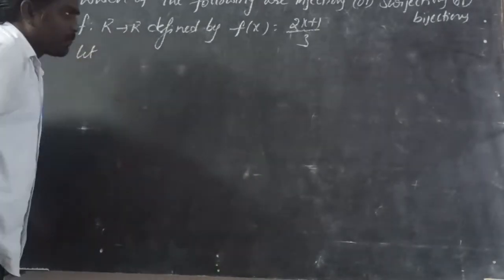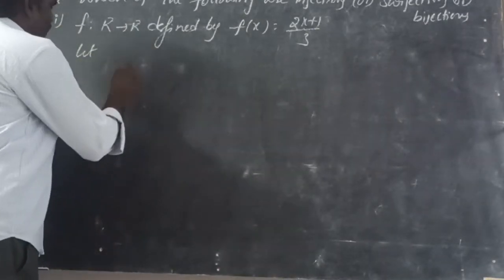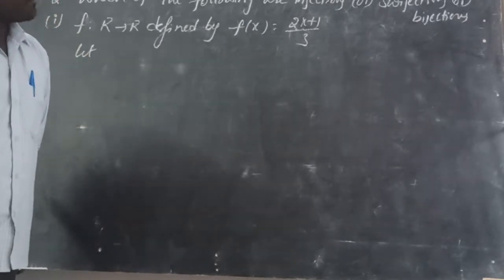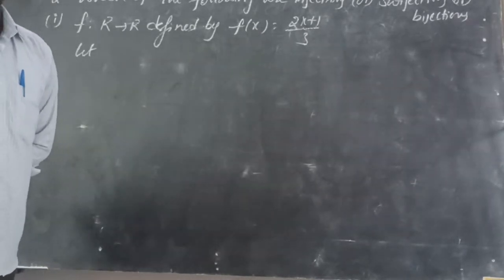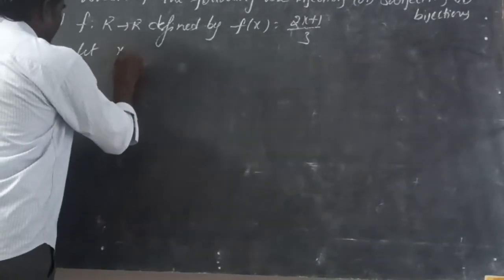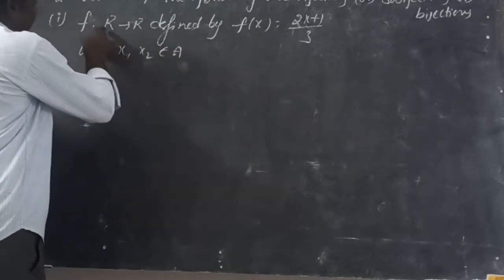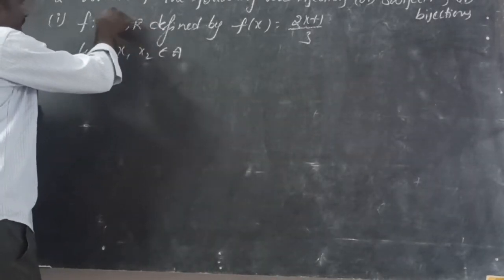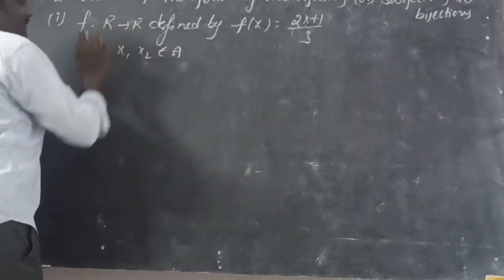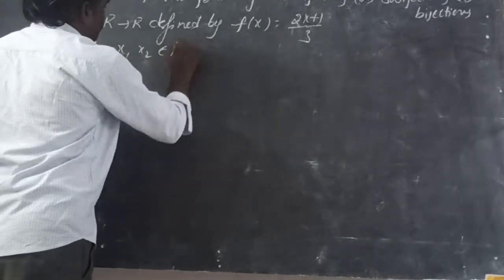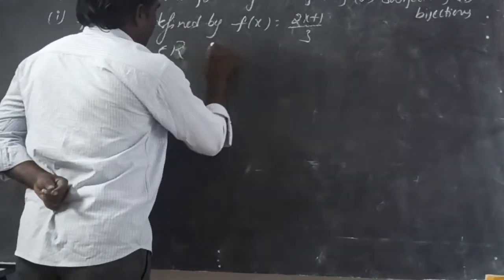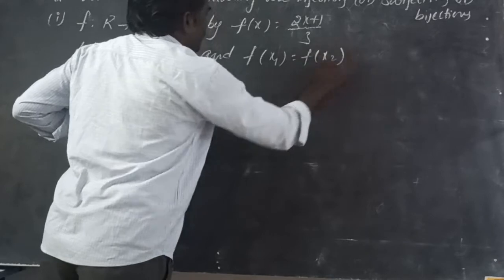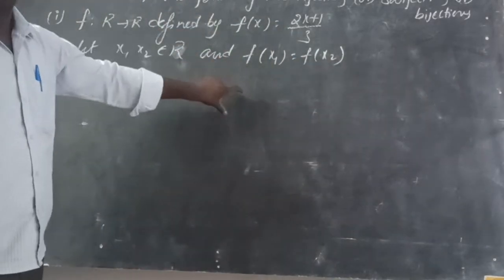Let us take how we can prove injection. If we take any two elements in the set A and their images are equal, then the elements are also equal. Let us take x1, x2 belongs to A. Here the domain is real numbers, the codomain is also real numbers. x1, x2 belongs to the domain, and f of x1 is equal to f of x2. If you get x1 equals x2, then the function is an injection function.